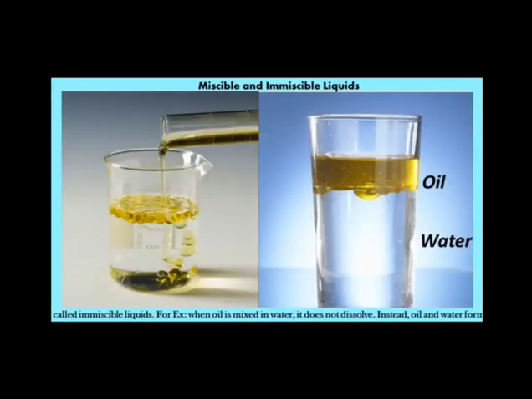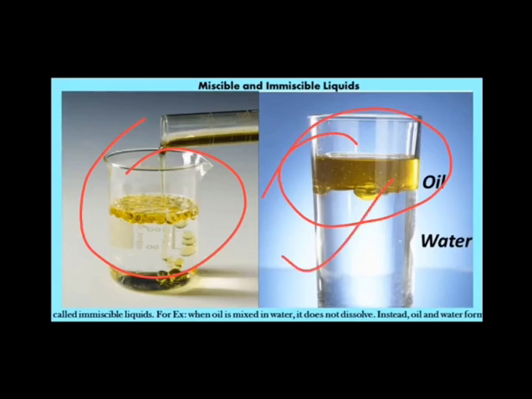But if we try to mix oil in water, what will happen? Oil does not dissolve in water and it forms a separate layer on the surface of water. It means oil is completely immiscible in water. So the liquids which do not mix in water and form a separate layer on the surface of water are known as immiscible liquids.